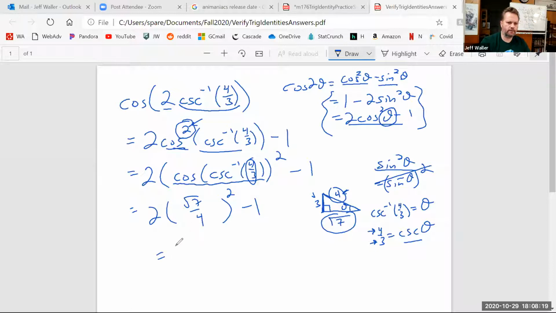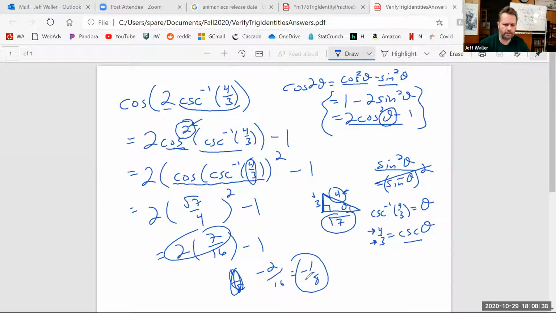So I get twice 7 over 16 minus 1. 14/16 minus 1 is 2/16. Well, not 2/16, negative 2/16. Yeah, which is negative 1/8, I think. How's that sound?